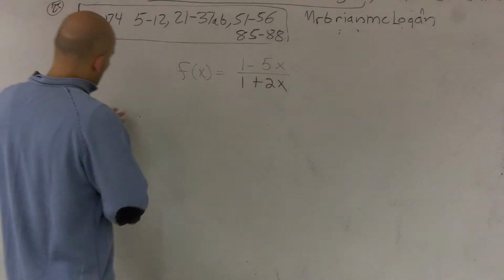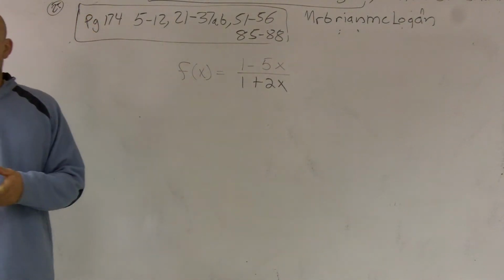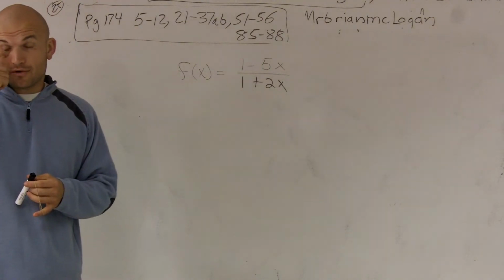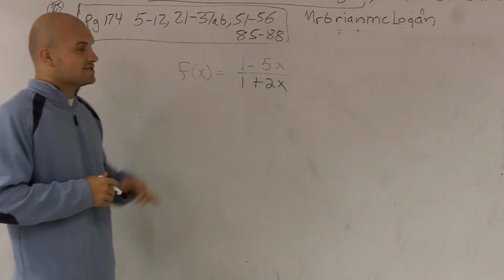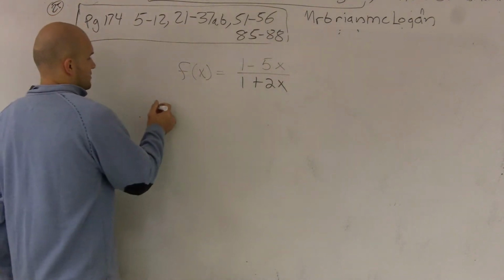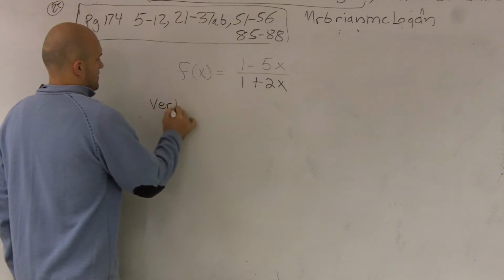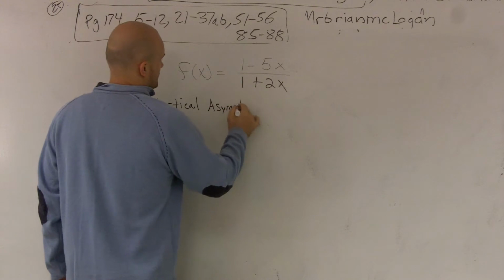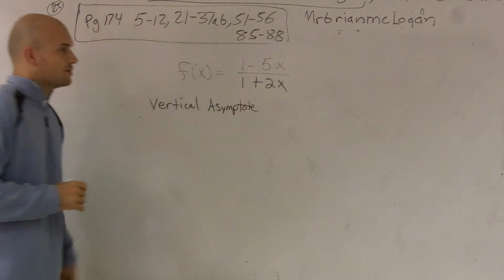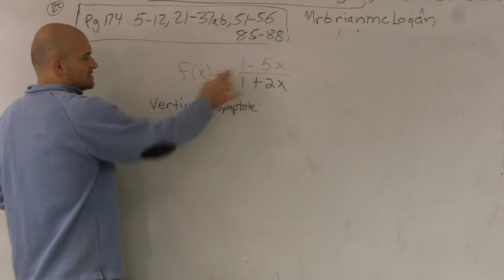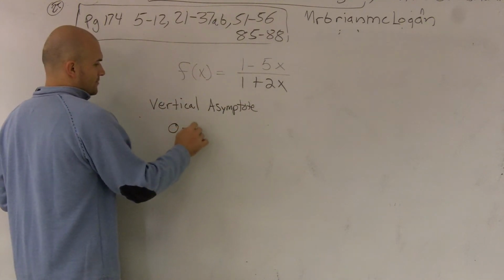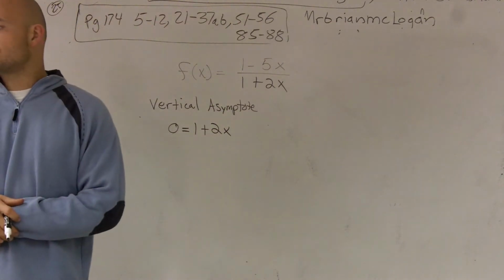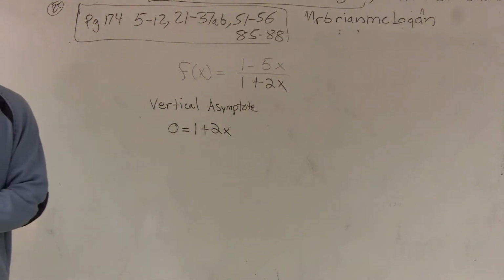I want to show you how to find the vertical and the horizontal asymptote. To find the vertical asymptote, the first thing you need to do is set your denominator equal to 0. So if I want to find the vertical asymptote, all I need to do is set the bottom equal to 0.